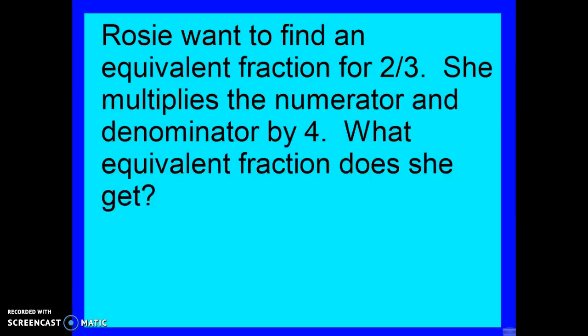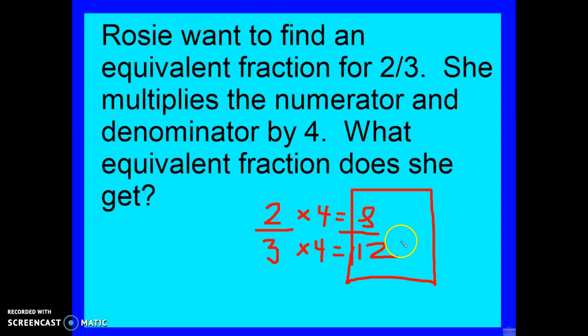Okay, for our next problem. In this one, Rosie wants to find an equivalent fraction for 2/3. She multiplies the numerator and denominator by 4. And what equivalent fraction does she get? I'm going to set this up and write the fraction vertically. 2/3. And she's multiplying the numerator and the denominator by 4. So I'm just going to set up a problem here, also times 4. And we have 2 times 4 equals 8. And 3 times 4 equals 12. So the equivalent fraction Rosie was looking for is 8/12.